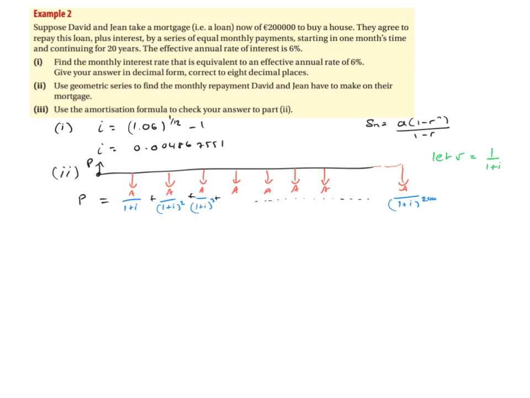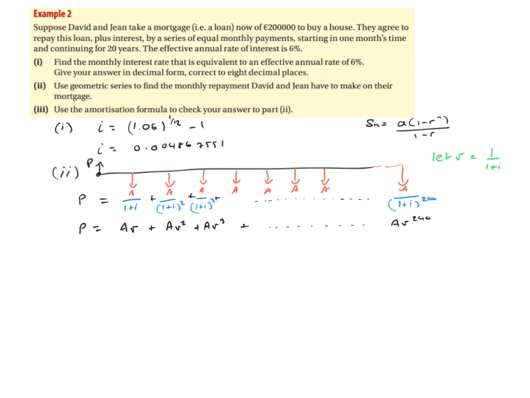Okay, so that means that we can change our stream here. So what we have is P is equal to A times 1 over 1 plus i, which is the same as A times v, plus A times 1 over (1 plus i) squared, which is v squared, plus A v cubed, plus, and we just carry on. And you see at the end there, we're going to get A v to the power of 240.